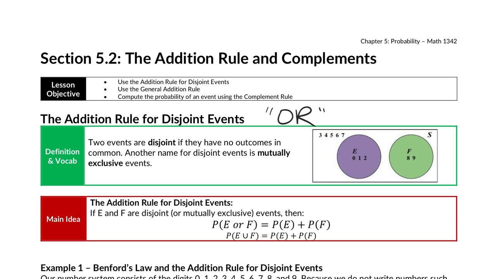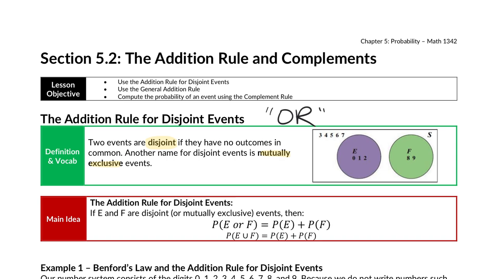But before we get there, we need to talk about a vocabulary word called disjoint events. Two events are called disjoint if they have no outcomes in common. You'll hear me call them mutually exclusive because that's another way to talk about disjoint events. That means that if we were looking at a Venn diagram of event E and a Venn diagram of event F, you see how it's actually not a Venn diagram because they don't overlap at all. That means that event E and event F are disjoint. They have no overlap, nothing in common.